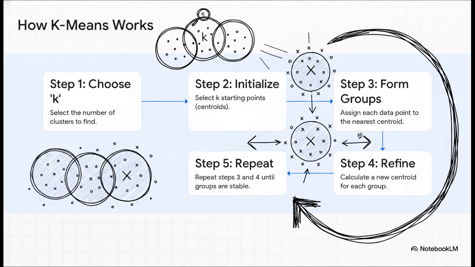First, you decide how many groups, that's your K, you think are in your data. Then the algorithm just kind of plunks down some starting points, the centroids. Then every single one of your data points gets assigned to the closest centroid. After that, the algorithm looks at all the points in a group and moves the centroid to the new center. And it just keeps doing that. Assign, update, over and over until the groups are stable and don't change anymore. Simple, right? But incredibly effective.